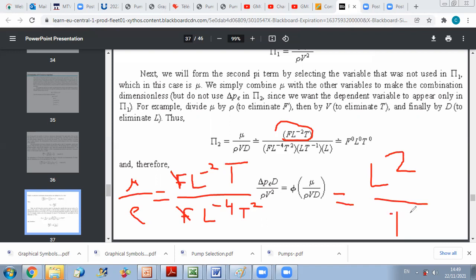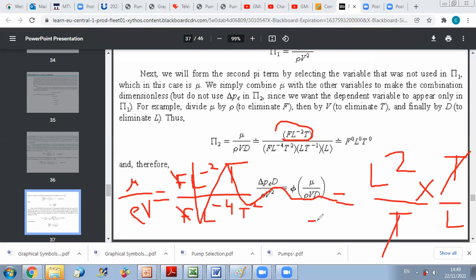Okay. Second step, since only V has T, I will eliminate T. To eliminate T, what should I do here? I should divide this result by V. Now if I divide mu over rho by V, what happens? Here I should multiply by T and divide by L. So T and T go away. What remains is L square over L, equal to L.